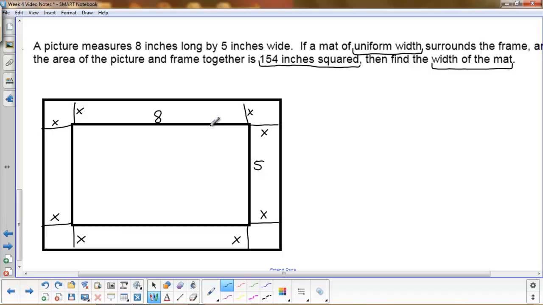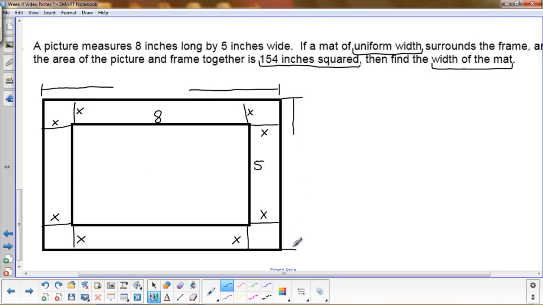It can represent a whole bunch of different things, so we've got to make sure that we're clear on what it is. In this case, it is the area of the picture and the frame together. So that essentially is the area of the large rectangle around the outside of the entire picture. So we're going to utilize that. Now, meaningless information in this particular problem is going to be the area of the picture itself. 40 will not be used at all, even though we can easily determine what the area of the picture is going to be.